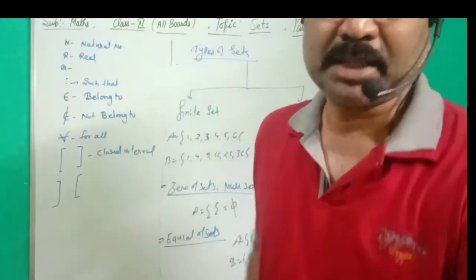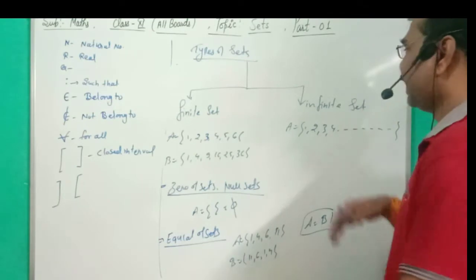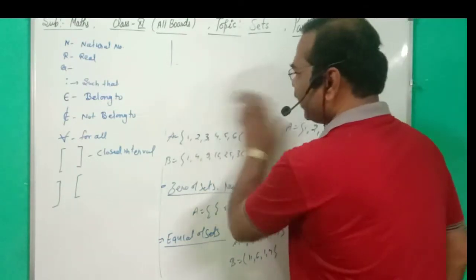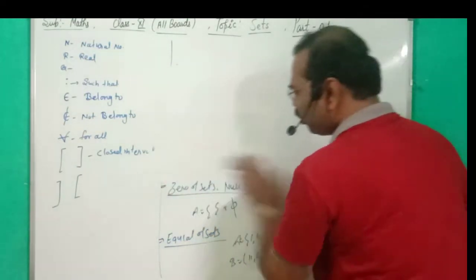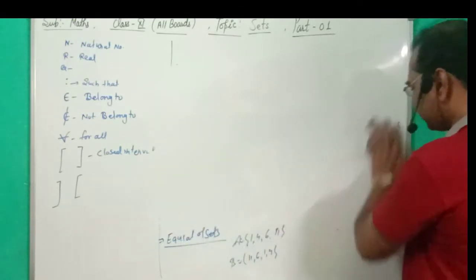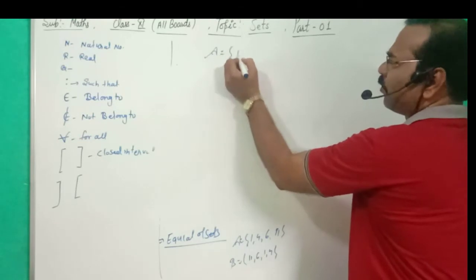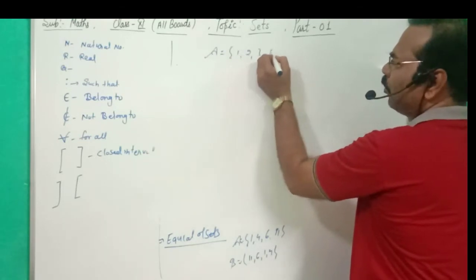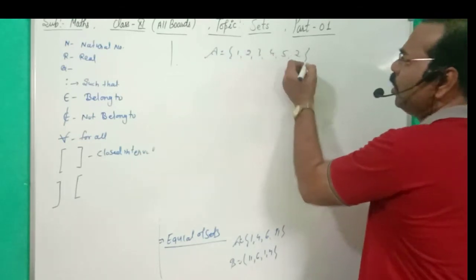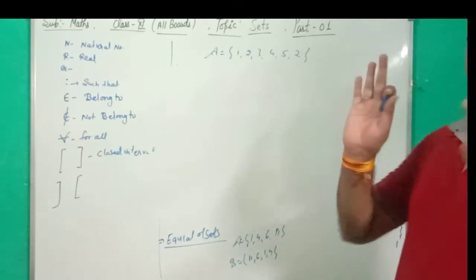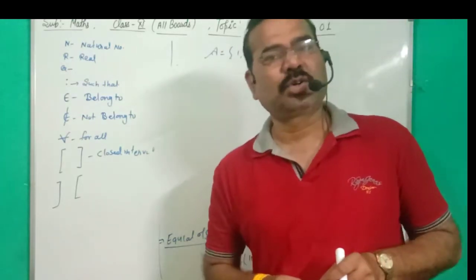Students, we have to discuss the different ways we can represent a set, and how an element belongs to it. Suppose you are given a set 1, 2, 3, 4, 5, 2. Okay, that is a set, but it is not a correct form of a set. Why is it not a correct form?